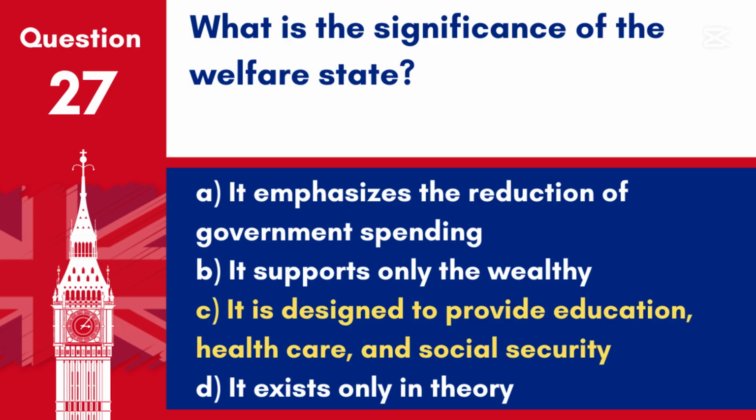Answer: C. It is designed to provide education, healthcare, and social security. The welfare state in the UK is fundamental in providing key social services and support to all citizens, ensuring that everyone has access to essential services regardless of income.